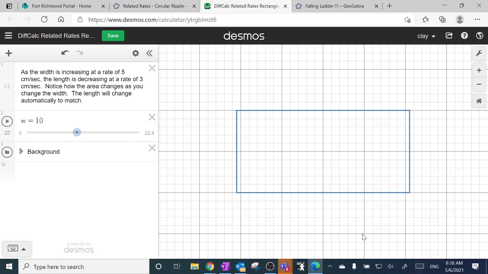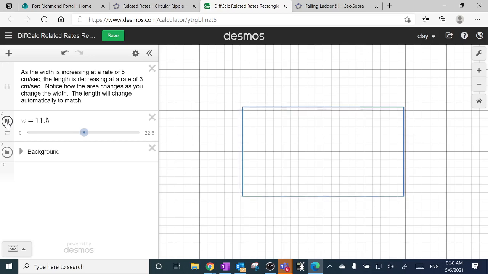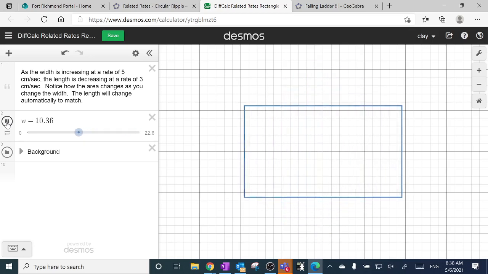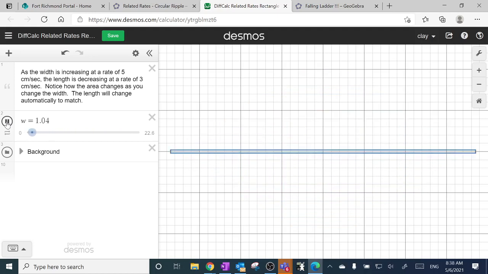Here's one that I just dug off of Desmos. It was ready-made for me, so I didn't have to make it myself. Where length and width are changing at different rates and in different directions. So in this case, the length is horizontal. And there we go. That's our situation right there.